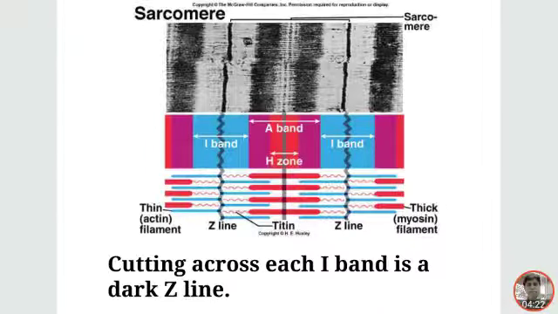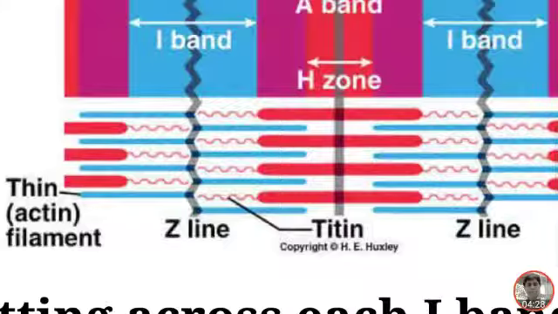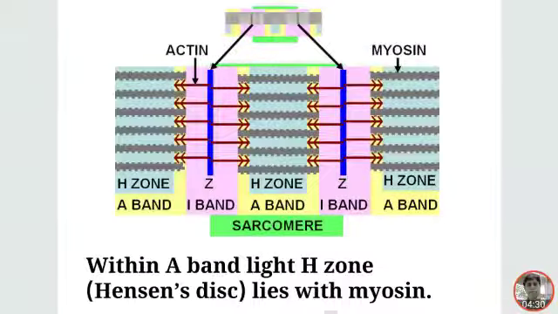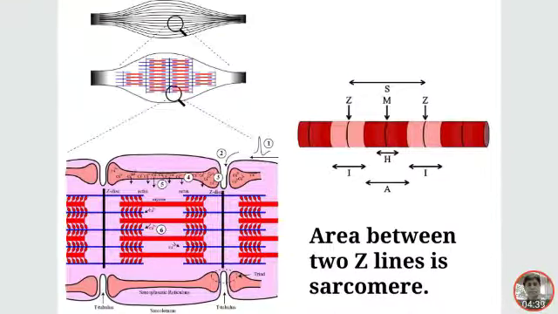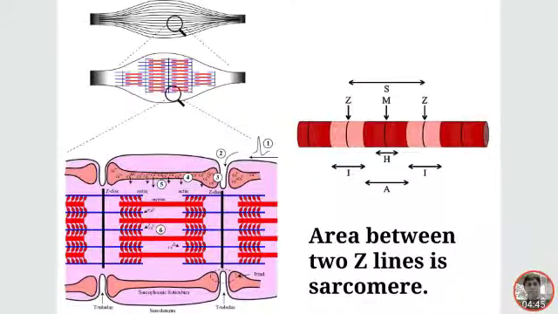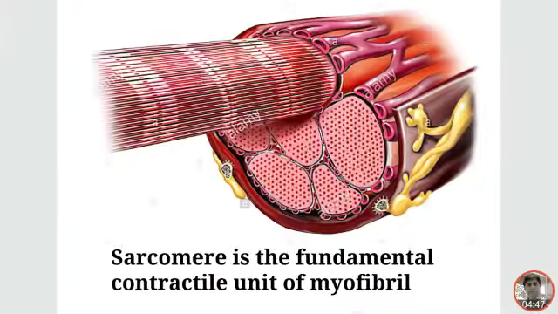Cutting across each I band is a dark Z line. Within the A band is the lighter H zone, which contains only myosin. The area between two Z lines is the sarcomere. The sarcomere is the fundamental contractile unit of the myofibril.